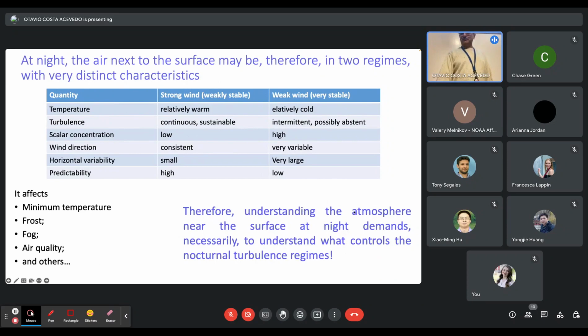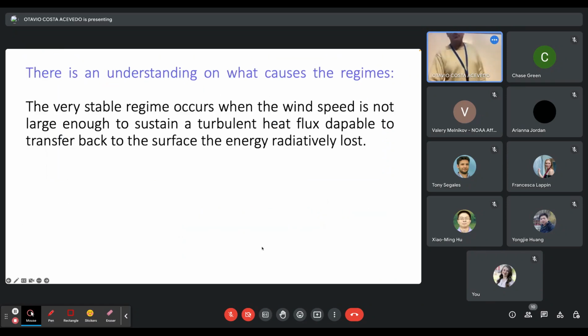Understanding the atmosphere near the surface at night demands understanding what controls the two regimes. First, why are there two regimes? What causes an abrupt transition where most of the variables go very different from one case to the other? I think this is well established now. The very stable regime happens with weak winds, when the wind is not large enough to drive a turbulent flux that returns to the surface the energy that's lost by radiation.